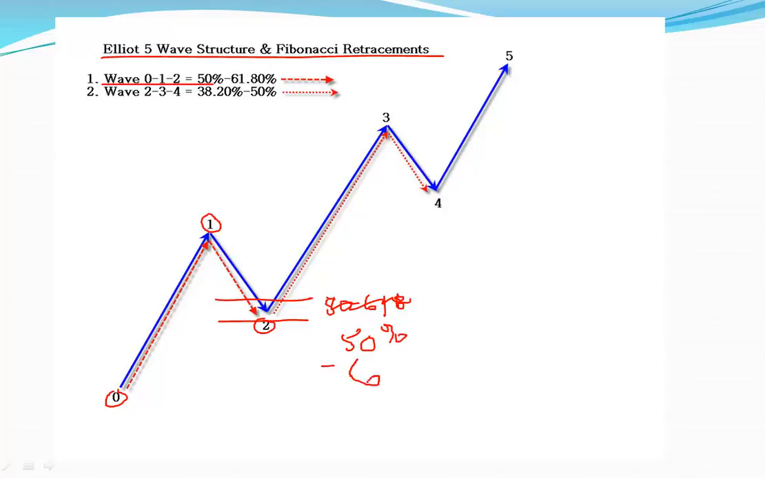to 61.8%. Remember? So off the market lows, it may come down that deep. It may even try to come down a little bit deeper. And that's where you look for that first higher low.